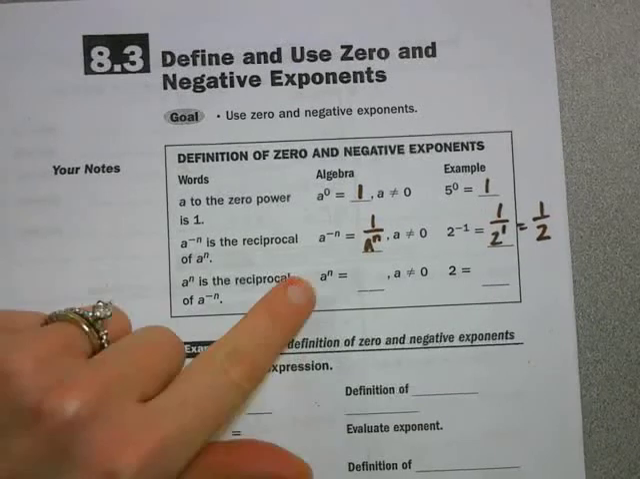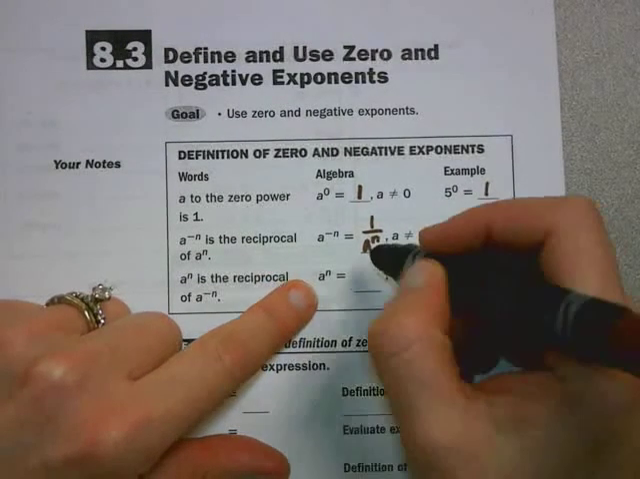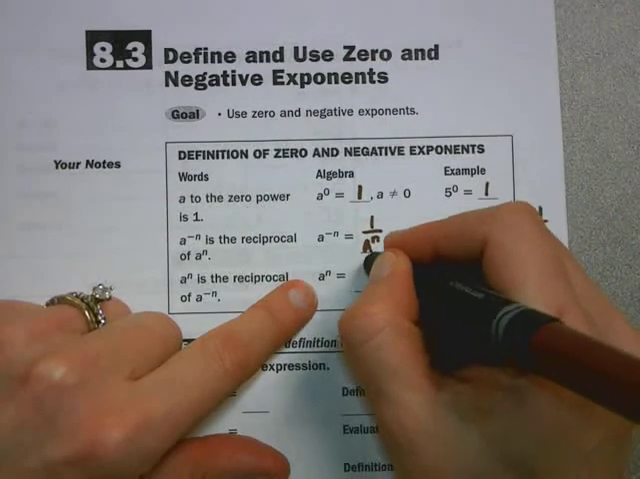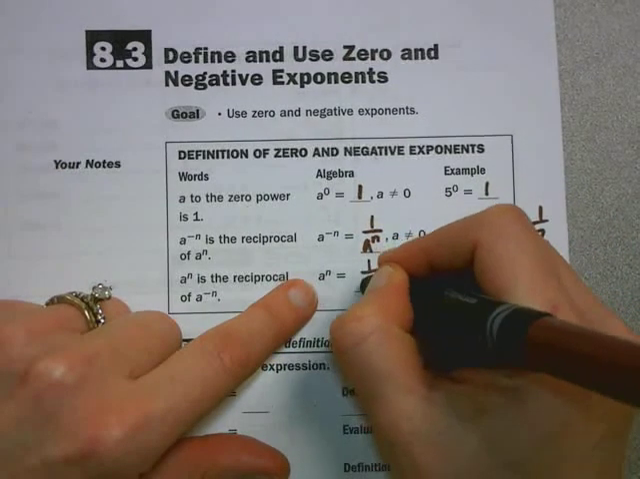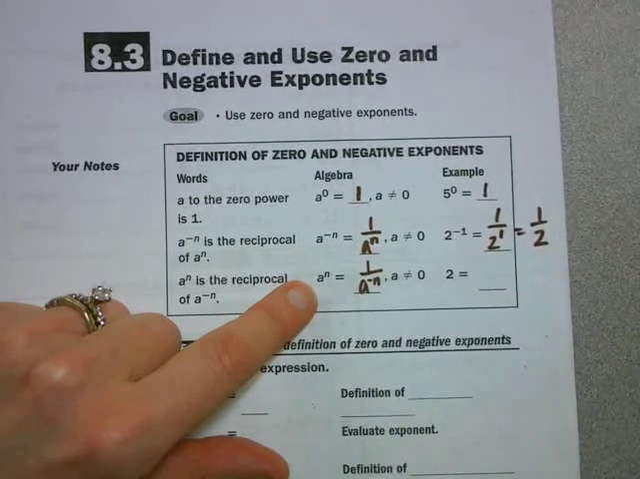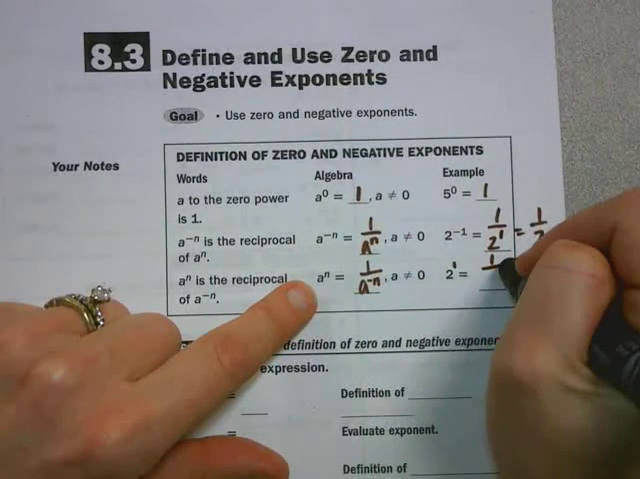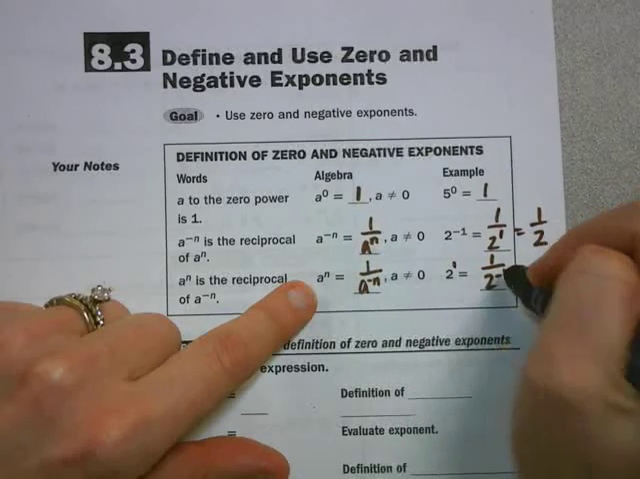Likewise, if I have a base with a positive exponent, I could write it under the fraction bar and change the sign of the exponent. So 2 to the first power could be written 1 over 2 to the negative 1 power.